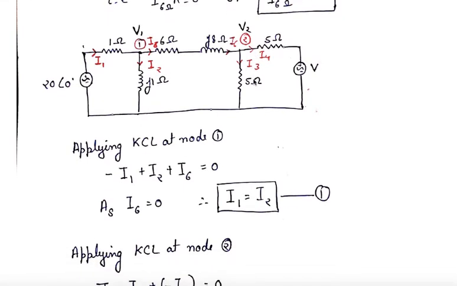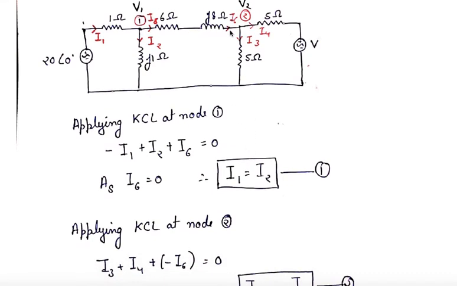Now we'll apply our KCL at node 1. At this node I1 is entering the node, so it will be taken as minus I1. I2 and I6 are leaving the node, so they will be taken as positive, and that would be equal to 0. This is as per our KCL rule. So minus I1 plus I2 plus I6 equals 0. Now we know I6 is 0 as we have already found. Therefore I1 equals I2. So this is our second result. We'll keep this result for now and we'll apply KCL at our node 2.